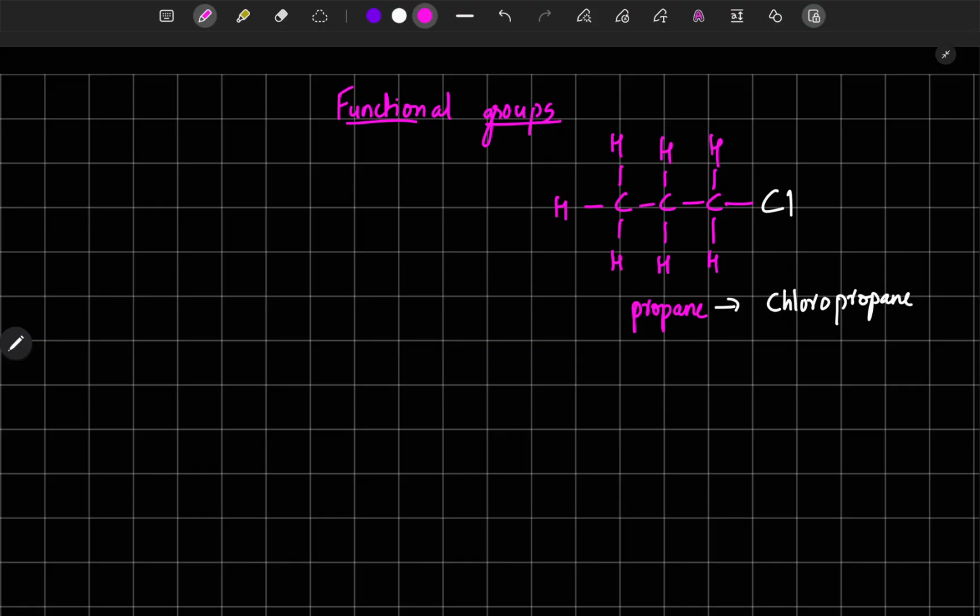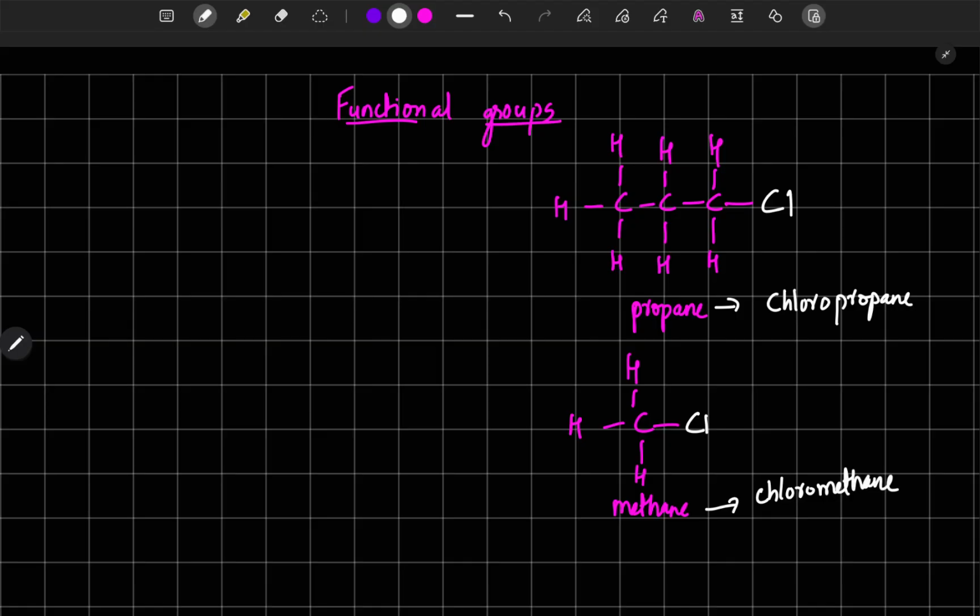Now imagine there is another compound like this. This is methane, CH4. Don't forget CH4, methane. Methane is present in biogas and CNG to a greater extent. So just keep that in mind. If I remove one hydrogen of this methane and keep one chlorine here, can you guess what it will be called? Yes, it will be called chloromethane. There is no space in between; you have to write it as one word.